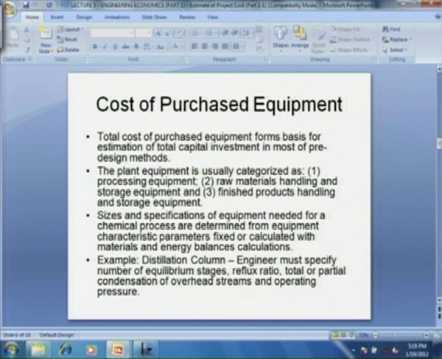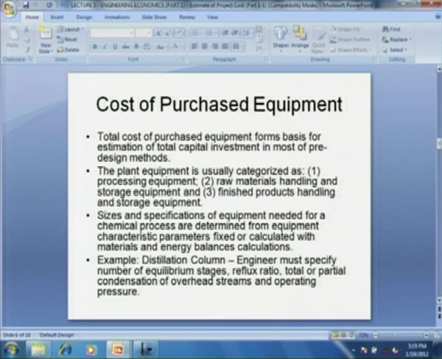Then let us see how we determine the cost of purchased equipment. The total cost of purchased equipment forms the basis for estimation of total capital investment in most of the pre-design methods. The plant equipment is usually categorized as processing equipment, raw material handling and storage equipment, and finished products handling and storage equipment. Then the cost of equipment basically depends on its size.